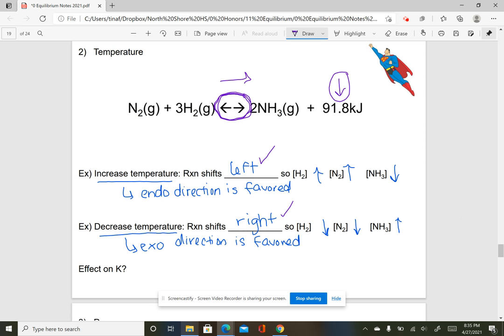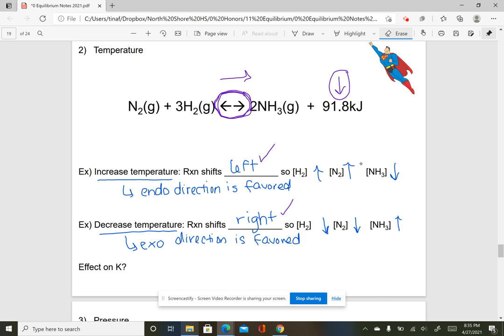Okay. Now with temperature, we need to be careful because with temperature, the value of K can be affected. If you're going in the forward direction quicker, you're making more products. And when you do, if you think about what the formula for K was, products divided by reactants.